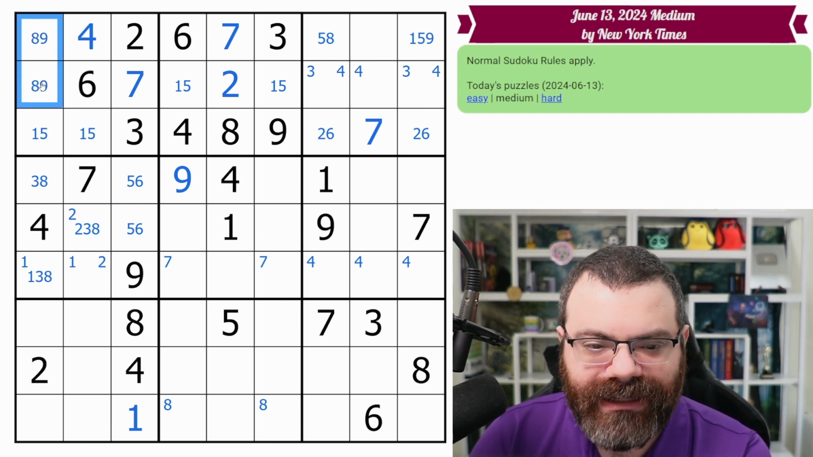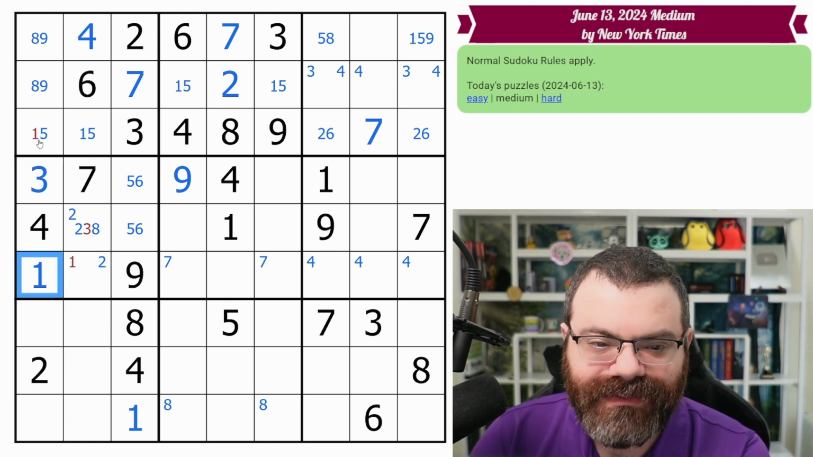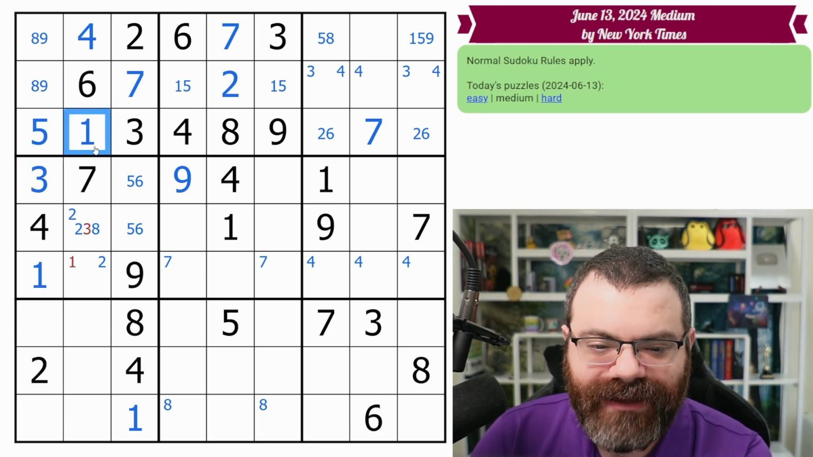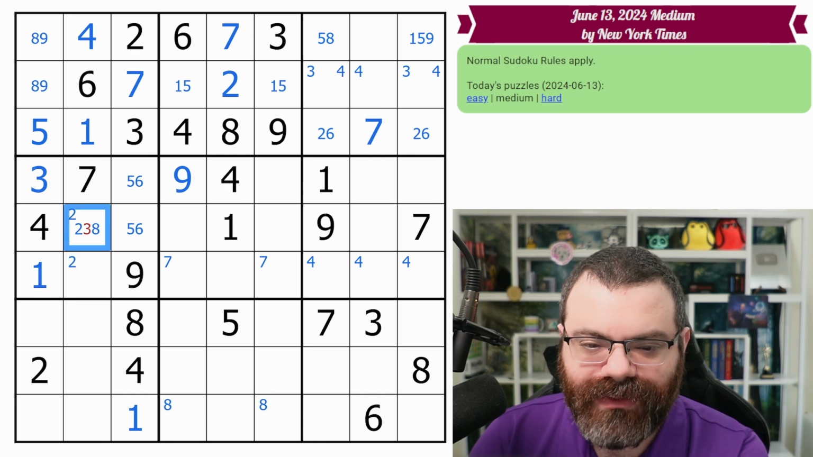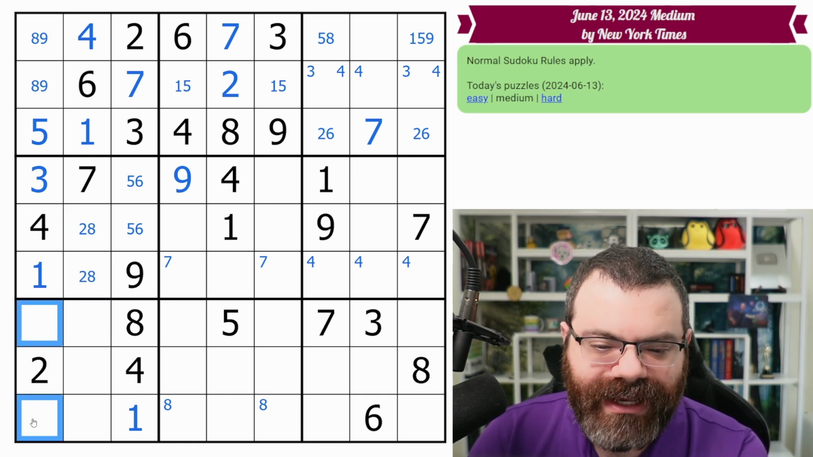Okay. Now that 8, 9 pair affects the column, making this a 3, making that a 1, because we can't be 8 or 9 anymore. That makes that 5 and 1. All right, this cleans up quite a bit. We're left with a 2, 8 pair here. All right, there's just a pair left down here.